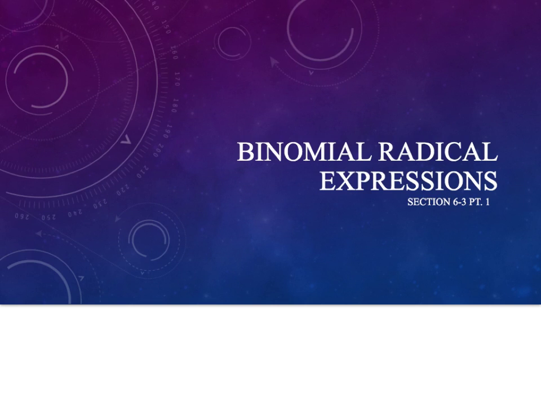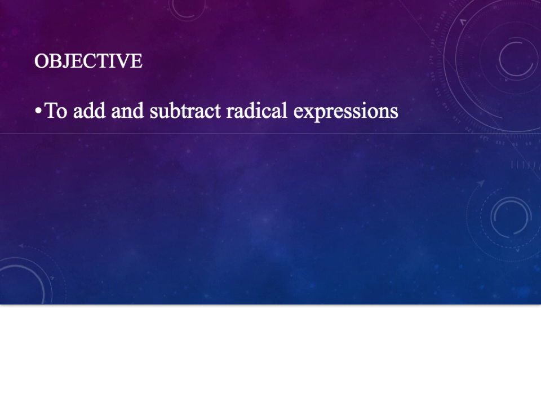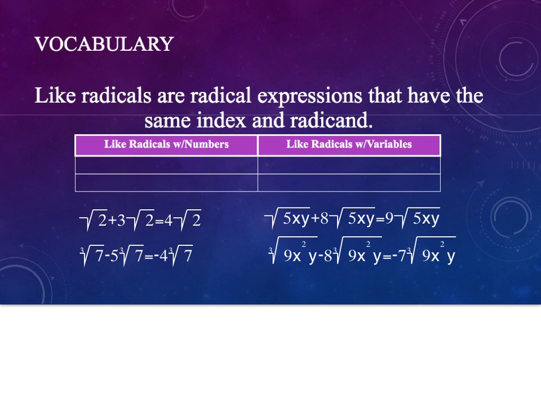Hey class, in today's lesson we're going to talk about binomial radical expressions, which is found in section 6-3, part 1 of your book. We will add and subtract radical expressions. So on this screen, we have examples of like radicals with like numbers and like radicals with like variables.